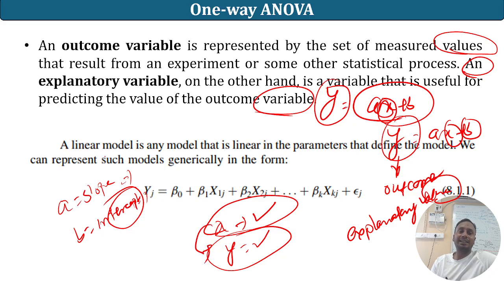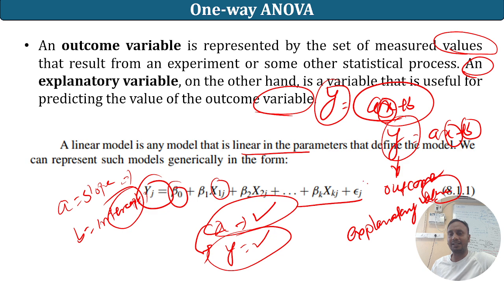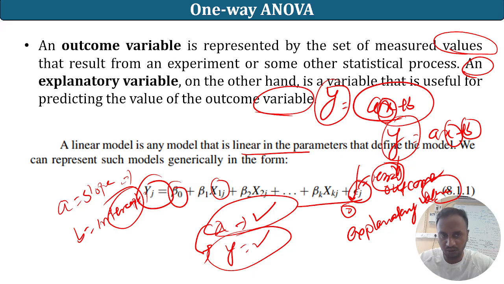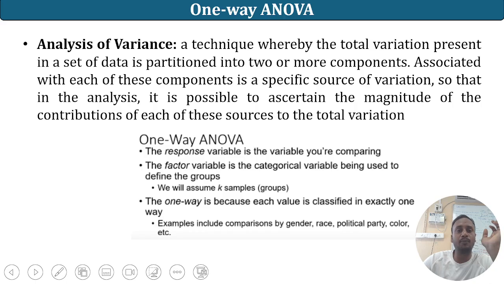Okay, so in the case of a linear model, it's linear in the parameters that define the model. We can represent it like y_ij is equal to beta naught plus beta 1 times x_ij plus beta 2 times x_ij, and so on, and epsilon will be the error. Mostly in linear cases that error will be going to zero, but sometimes the error can come. Okay, so this is all about the linear model.